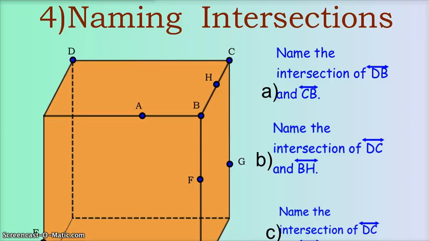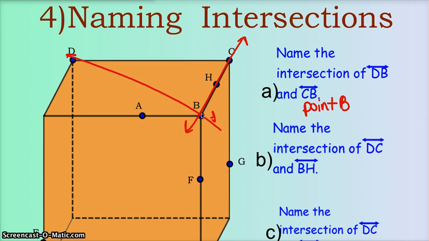Naming the intersections. When I posed this problem to my students in class, a lot of them were confused as to what I was asking. In blue it says name the intersection of line DB and line CB. What if I were to say where do line DB and line CB cross? Where is their intersection? Name it. DB is here. CB is here. So when I say name the intersection, I want to know where they intersect. Well, 2 lines intersect at a point. These intersect at point B.